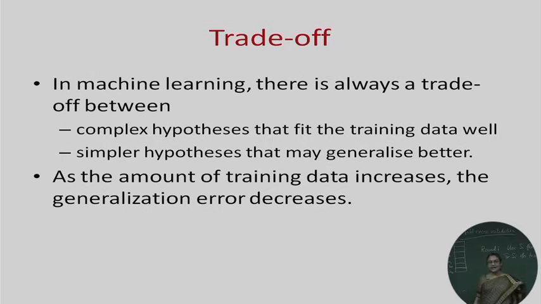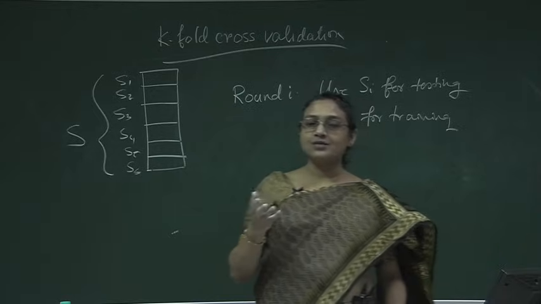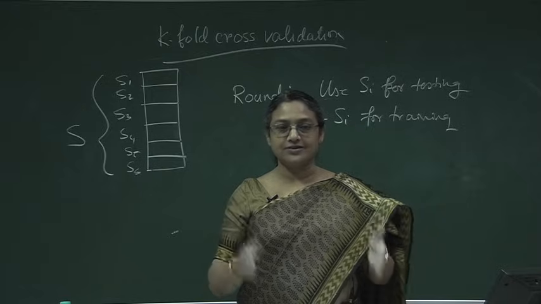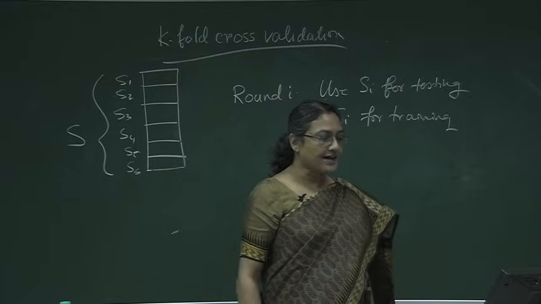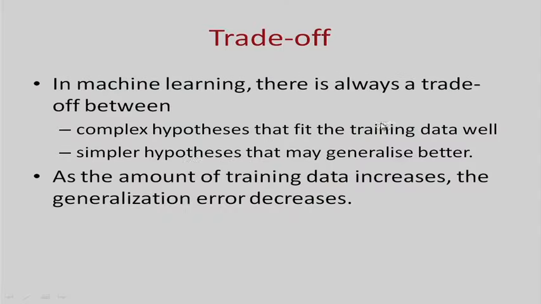Now, in machine learning, as we will see now and subsequently, there is always a trade-off. There is a trade-off between complex hypotheses, complex representations, and simpler hypotheses. Complex hypotheses can fit the training data well, they are more flexible, but they have a tendency to overfit the training data and may work poorly on the test data, especially if the size of the training data is small. On the other hand, simpler hypotheses may generalize better, but they may not be able to represent complex functions. If your training data is large, then the generalization error will decrease and you can go for complex hypotheses.